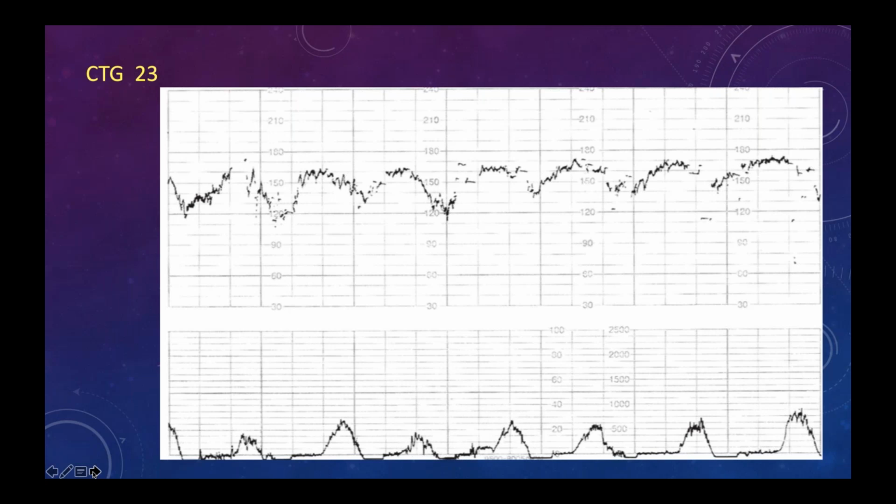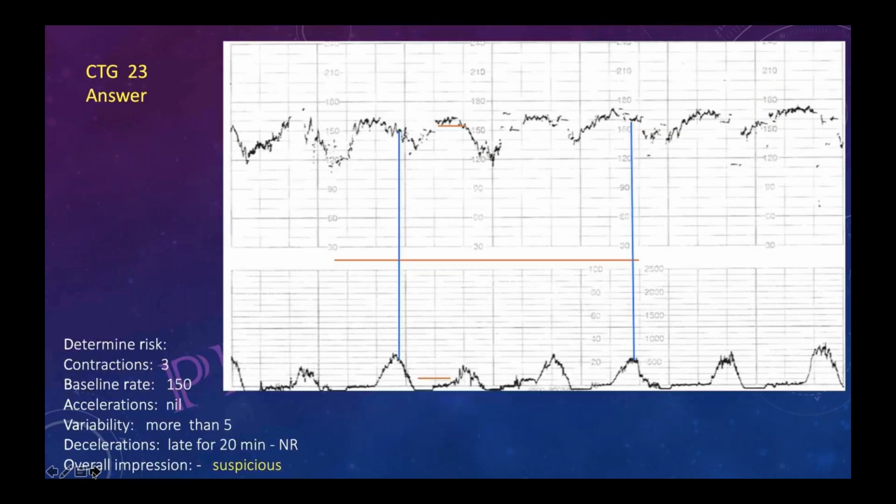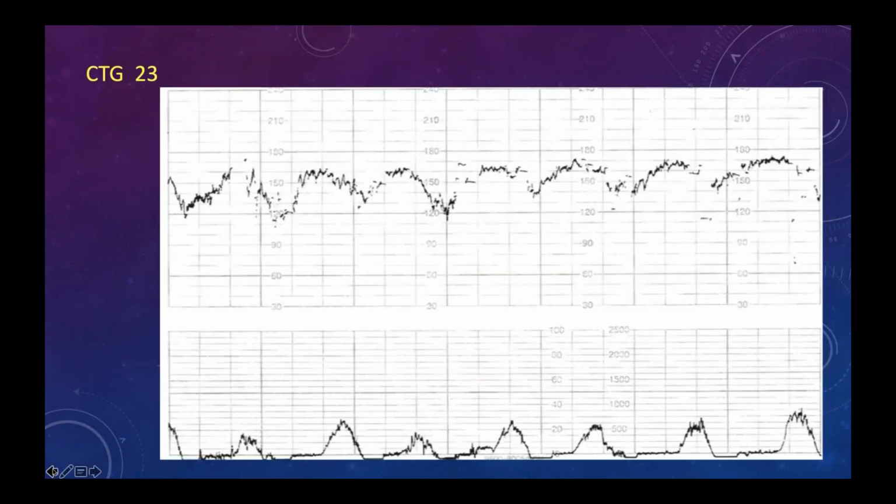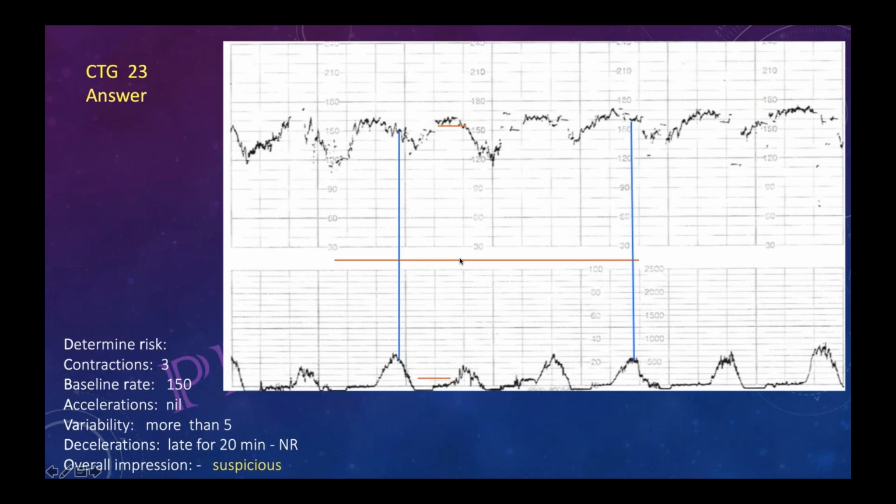More than 50%. So, suspicious CTG, very good. Is it a 30-minute CTG? It is not 30 minutes, it is less than that. It is 21 minutes, less than 30 minutes. That I know. So contractions are 3 in 20 minutes. So it is 150.